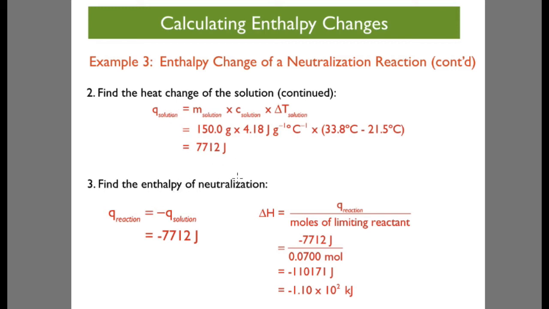To find the enthalpy of neutralization, the heat of the reaction is going to be the negative of whatever the heat of the solution is, and so just stick a minus in front of it. And then it's quite easy just to plug things in, because remember it's a 1-to-1 ratio, so we can just put in the heat of reaction in this case divided by the moles involved, which is 0.07 for the sodium hydroxide. It gives us 1.1 times 10 to the 2 kilojoules.